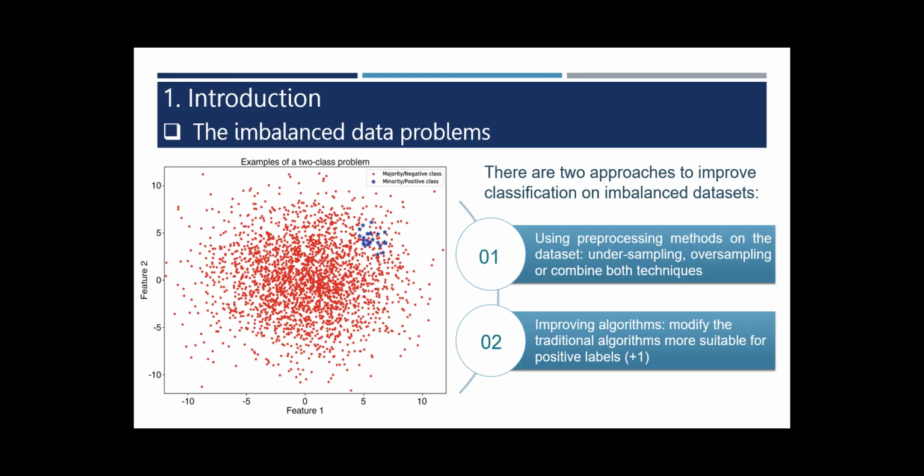In this study, we consider classification problems on imbalanced data of two class labels. In particular, the class label with the majority of data samples is called the negative label, -1. And the other with the minority of data samples is called the positive label, +1.